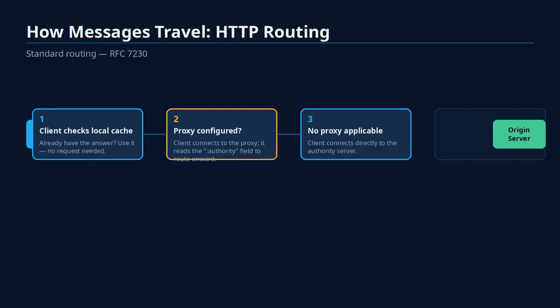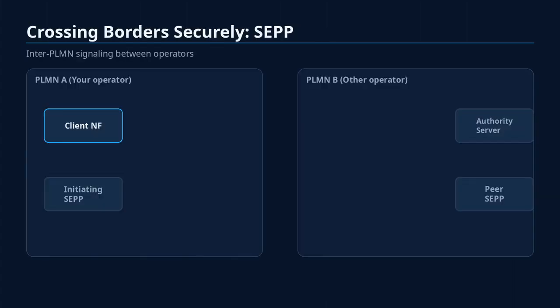And if there's no proxy at all for this target, the client skips the middleman entirely and connects straight to the authority server, the direct delivery option, like hand delivering a letter yourself. Once the answer comes back, the response simply retraces that exact same chain of connections back to the original client. Same road, opposite direction. That routing works fine inside one operator's network.